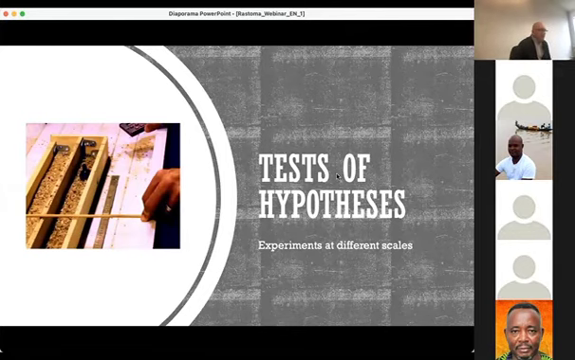When we test hypotheses, we make experiment at different scales. Here, this is a baby turtle, and we measure the rate at which the baby turtle is running. It was to test if the condition of incubation of embryo make some change on their ability to escape more or less fast. This is an experiment, in this case, at small scale, but we can make experiment at different scales.